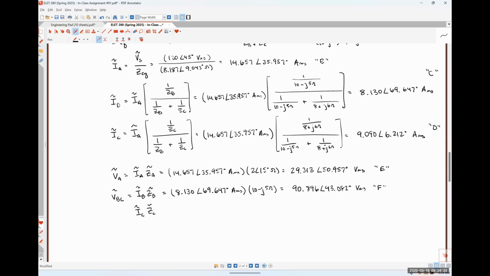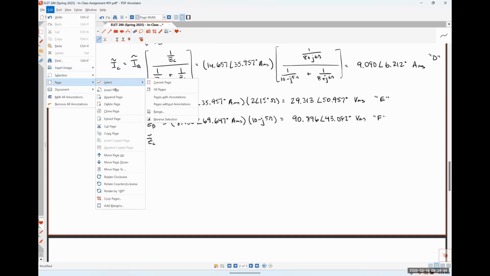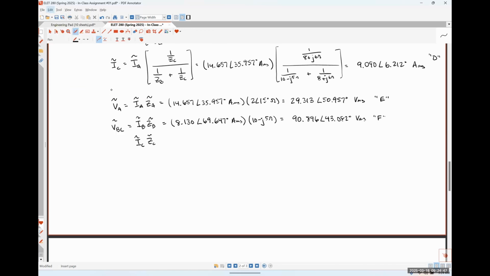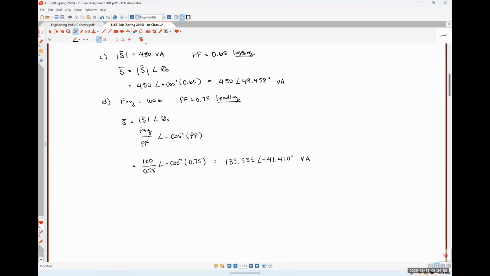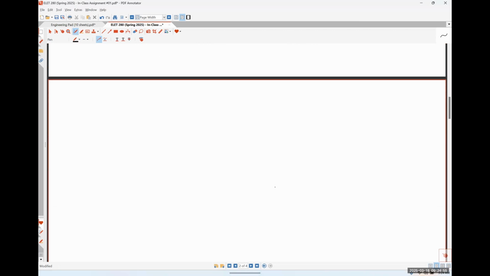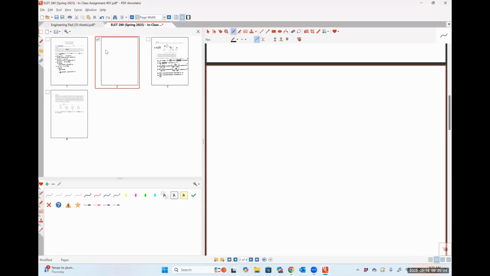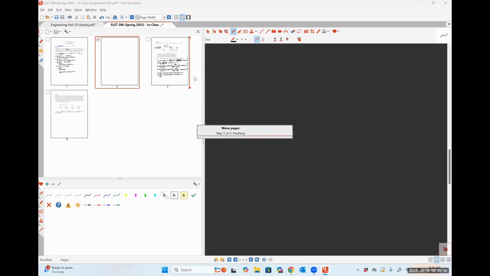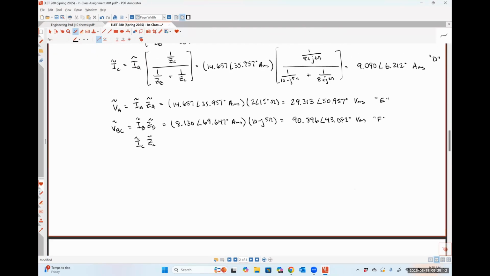So VA times IA conjugate. Yes. Okay. So let me, let's see, edit page. I want to insert a page. Crap, hold on. I'm just trying to give myself another blank sheet of paper on here and I put it in the wrong place. There we go. Just so that there's plenty of room here. Okay.